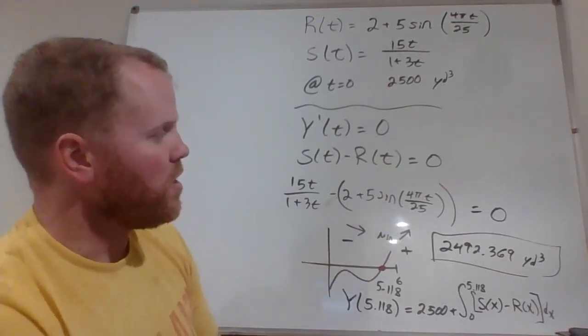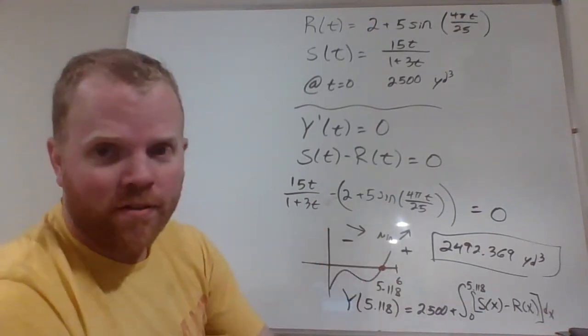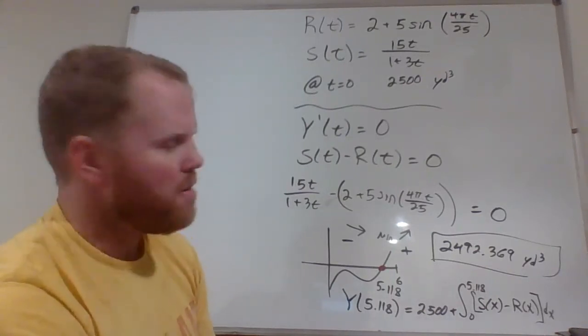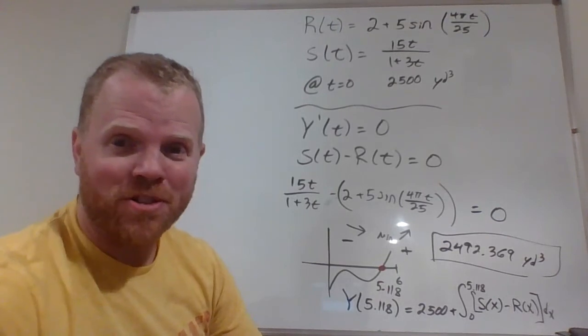Alternatively, you could plug in 0, plug in 6, and plug in this number, and whichever one of those is the smallest is the min, but you actually don't even have to do any of that because there was only one possibility for the min. We're able to rule out the endpoints with our little sign chart.